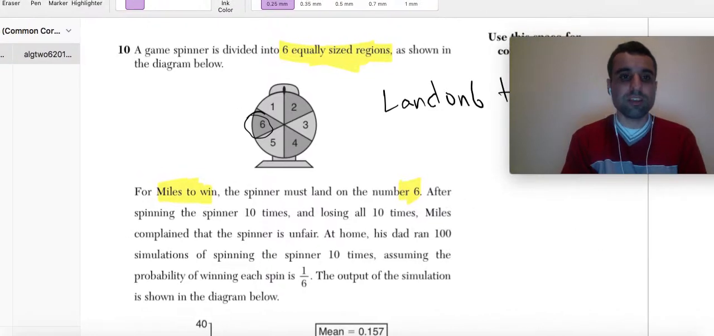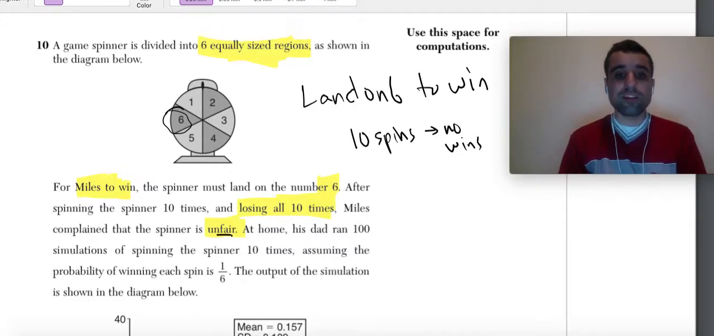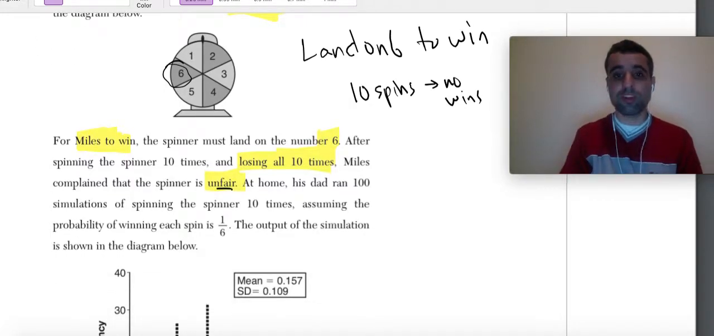After spinning 10 times and losing all 10 times, Miles complained that the spinner is unfair. So he spun the spinner 10 times, 10 spins, no wins, meaning he never landed on 6. He complained that it's unfair. What that means is that the spinner is somehow rigged, like if you spin it, there's a higher chance of landing on one number compared to another. He's thinking there's less chance of landing on 6 than on some other number, and that's why he lost all 10 times. Spinning 10 times and not getting even one 6, he's thinking it's unfair.